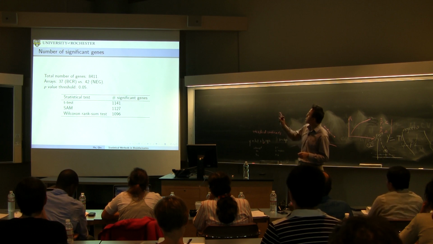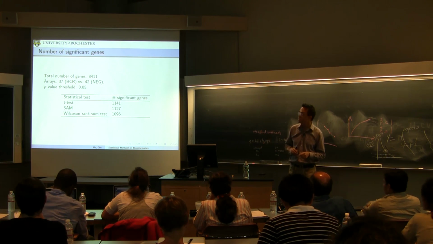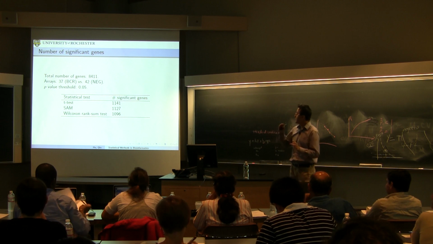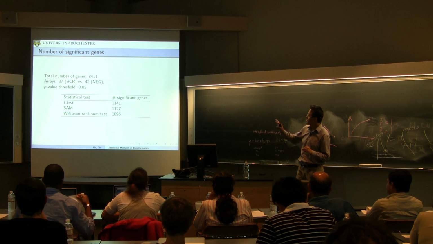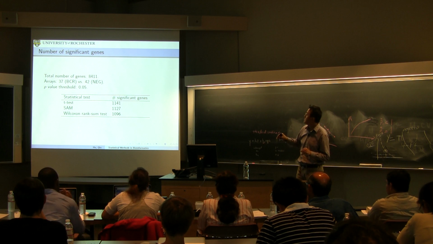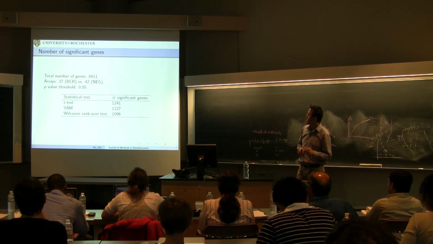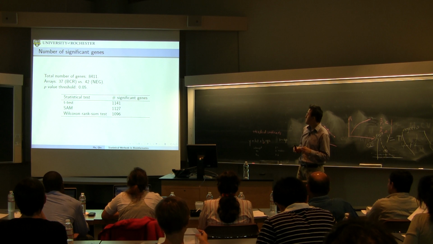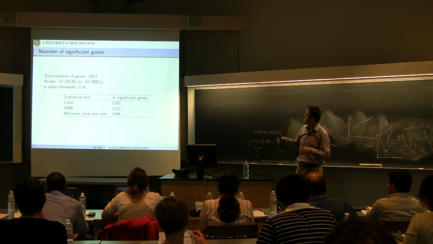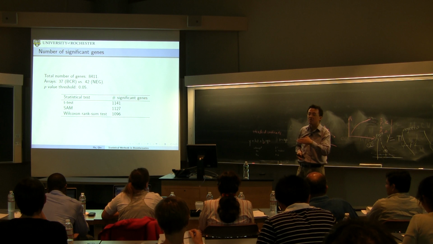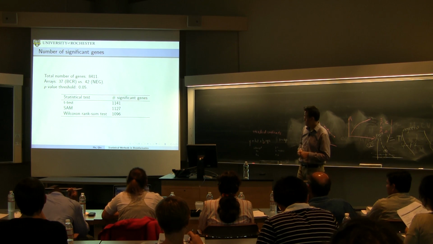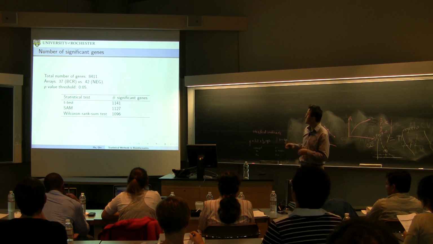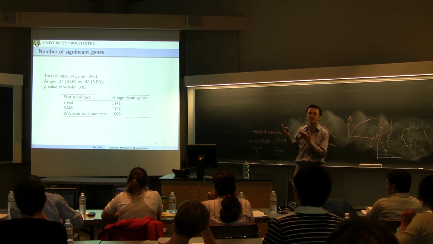Okay, here's an example because we have the data, as I said, 8,000 genes, two groups. I set the p-value cutoff as 0.05. I conduct 3 different tests on this data set: the T-test, SAM, and the Wilcoxon rank sum test. There are around 1,000 genes with p-value less than 0.05. So here's the number of significant genes, and we can call these genes differentially expressed.